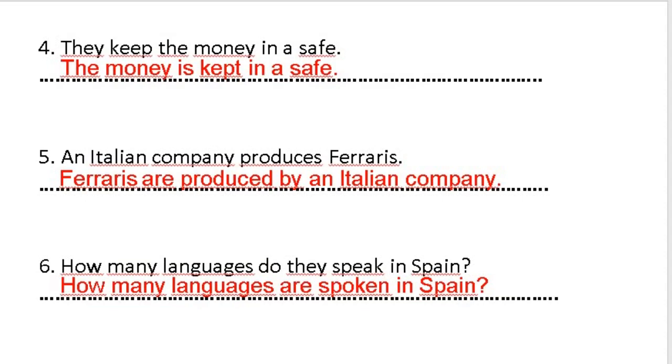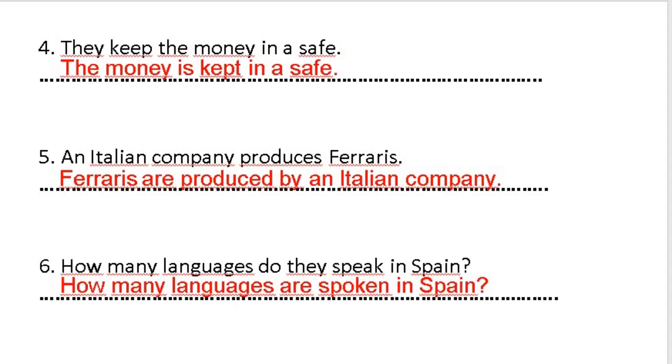Four, they keep the money in safe. Who keeps the money in safe? They keep it. So they is the subject of our sentence. Okay, so what do they keep? They keep the money. The money is the object of our sentence. We have to put it in the beginning of our sentence. So the money is kept in safe. It's the passive form.